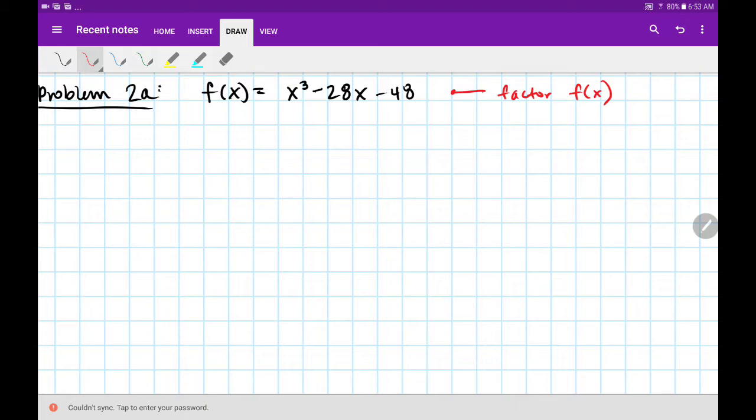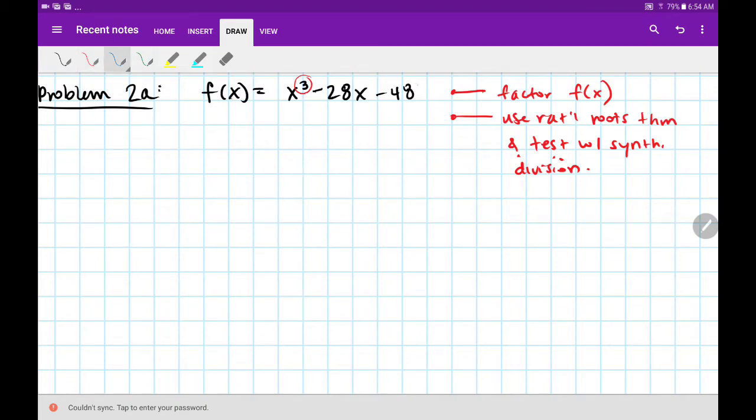So in order to factor it, since it's not a quadratic, I can't use my old methods. Since it's a higher degree polynomial, we're going to use the rational roots theorem, and then test those roots with synthetic division until we find a factor. So this is when we use our p's and our q's.